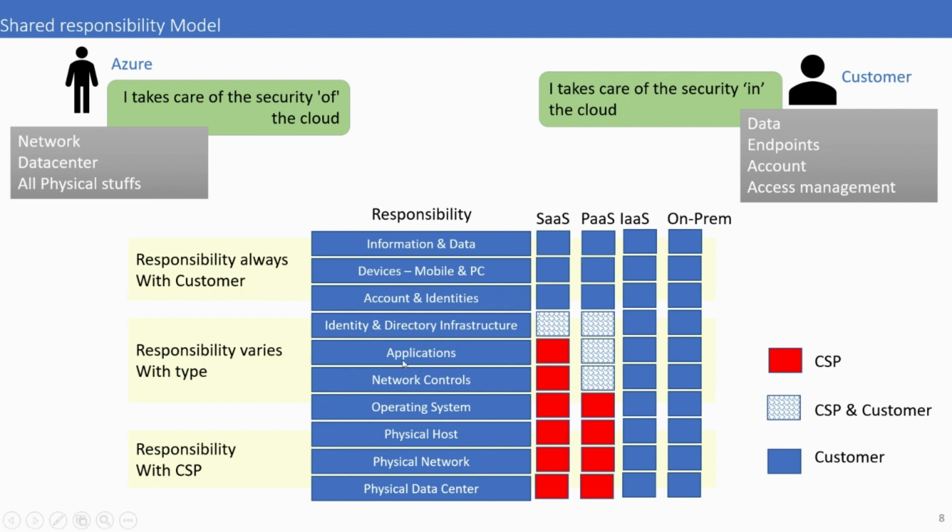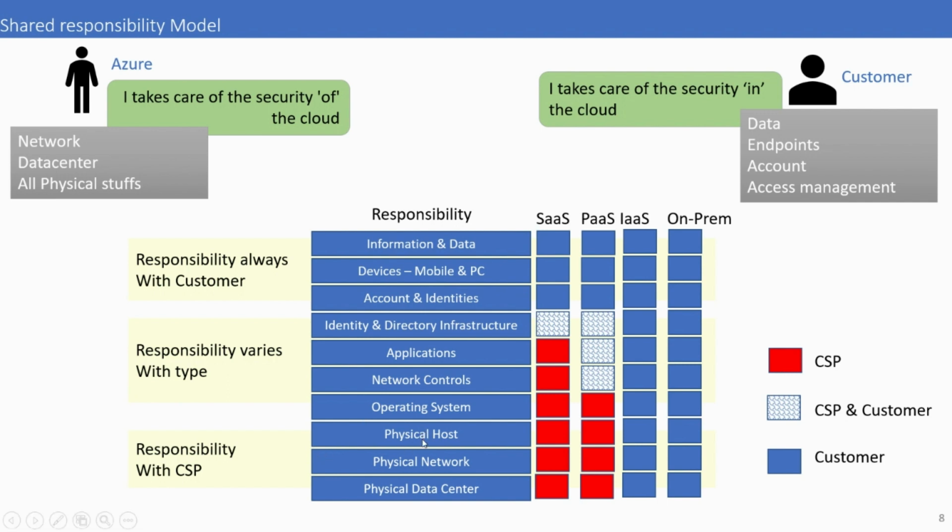Like that, for the application side, if you are going for the PaaS model, it is the responsibility of the customer as well as the cloud service provider to set the application controls. Same thing for the network controls. However, for SaaS, application and network controls are fully owned by the cloud service provider, because the cloud service provider will work with the SaaS service provider or the owner of the SaaS to set up the application initially, and that will be shared across multiple customers. Same thing for the network controls.